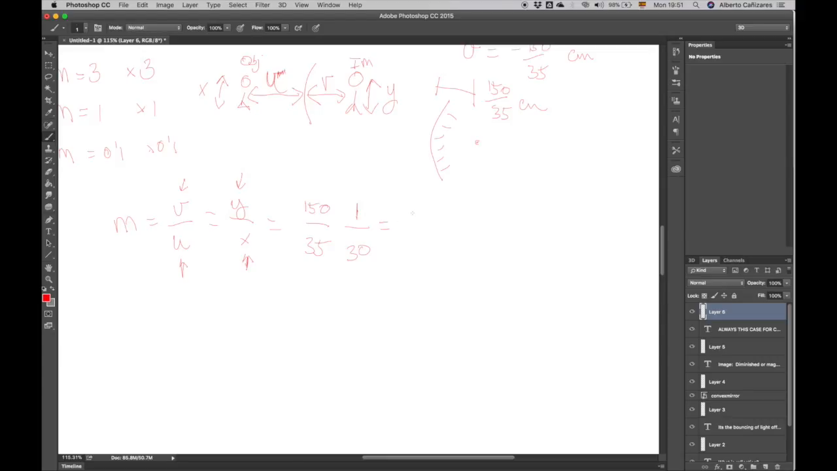about 4. Let's just say it's 4 divided by 30, meaning that this is way smaller than 1, meaning that the image has been diminished. Simple as that. If it's smaller than 1, it's diminished. If it's bigger than 1, it's been magnified. And if it's 1, it's just the same size.